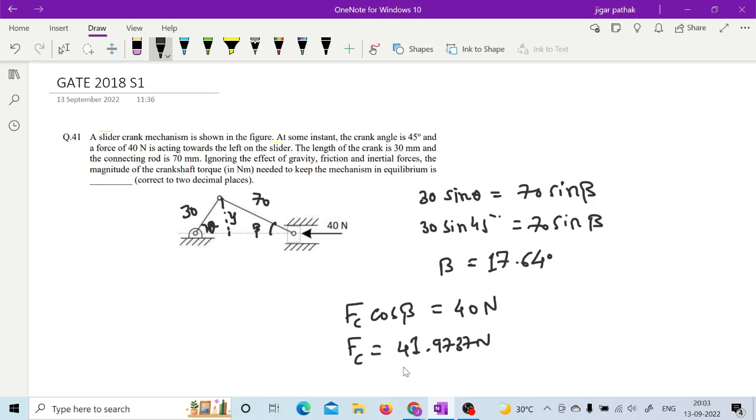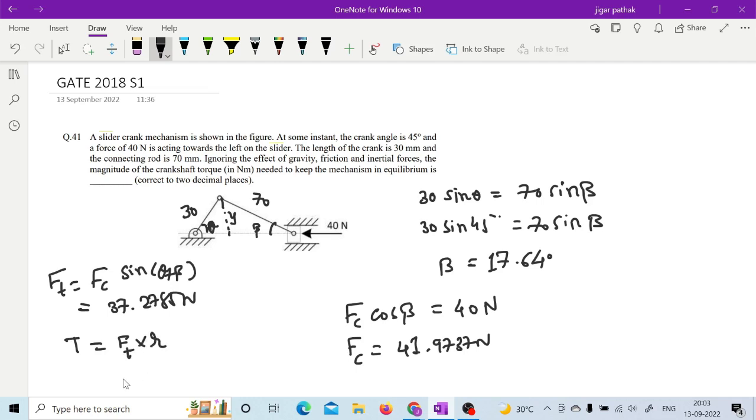So once you have this Fc, which is force along the connecting rod, then what you can do is you can calculate this Ft. This Ft is Fc sine theta plus beta, right? So you have value of theta and beta both, and you have calculated Fc also. So this Ft will be around 37.2785 Newton.